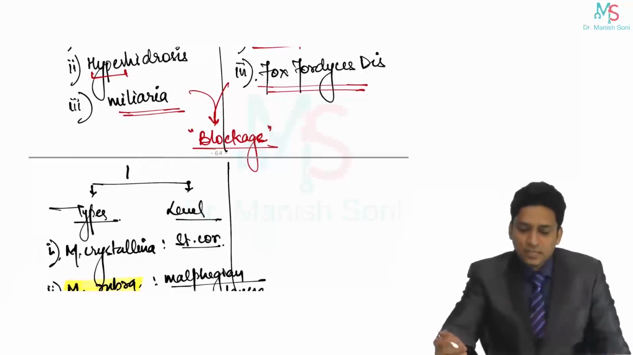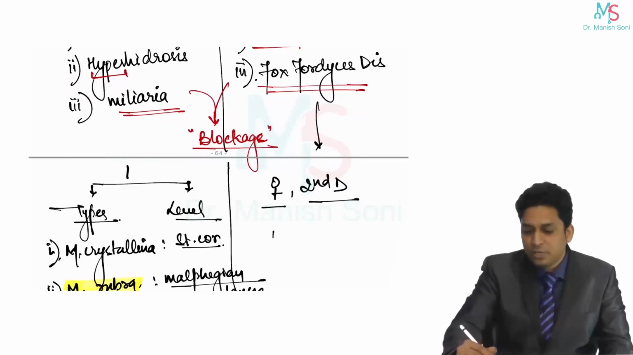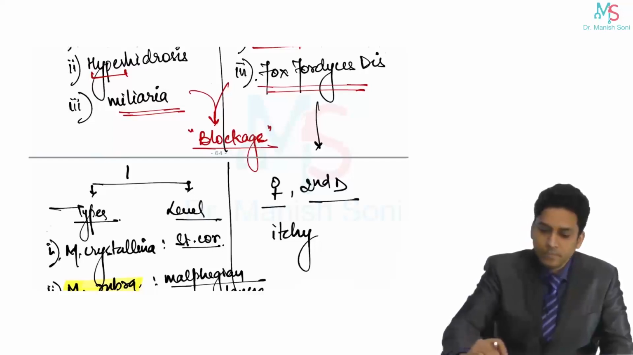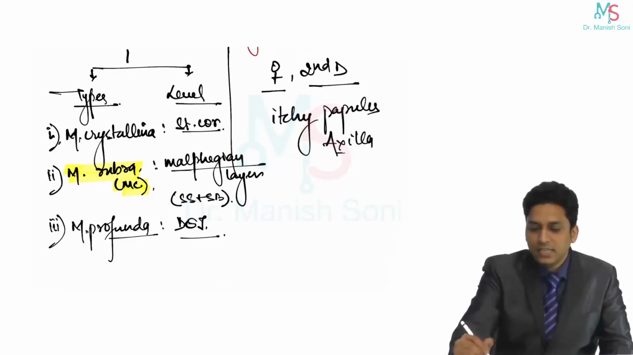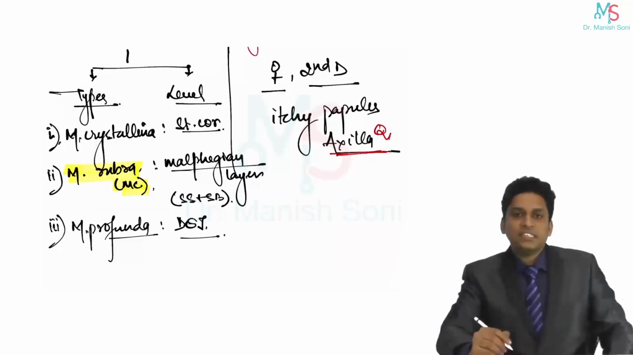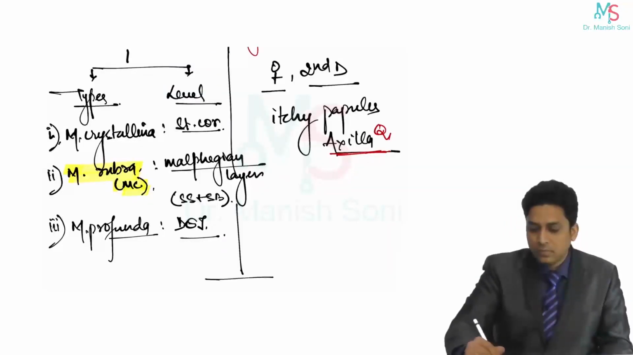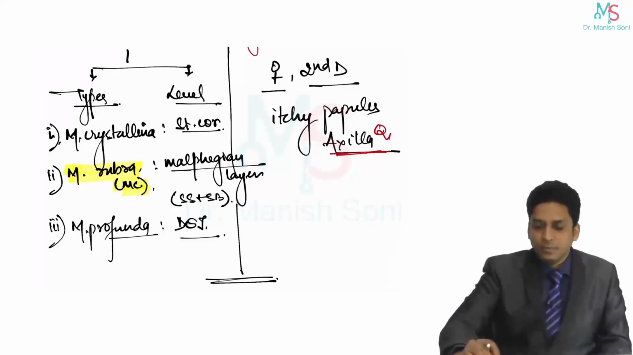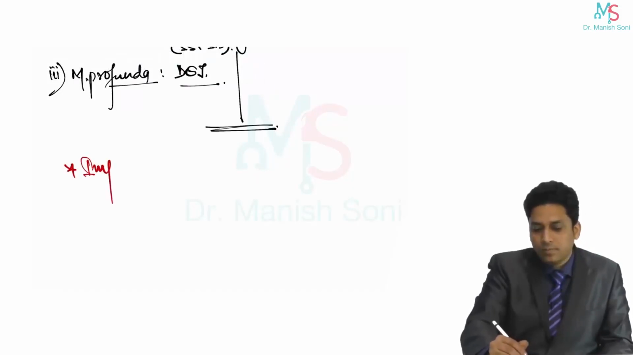Then Fox-Fordyce disease. Fox-Fordyce disease is common in females in their second decade, where the patient presents with itchy papules over axilla. Axilla is the common site. So, itchy papules over axilla. So, these are various points which you can remember. Along with this, there are few important facts which you can note down.